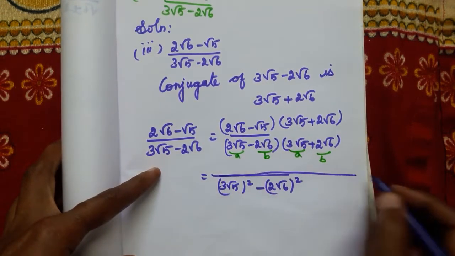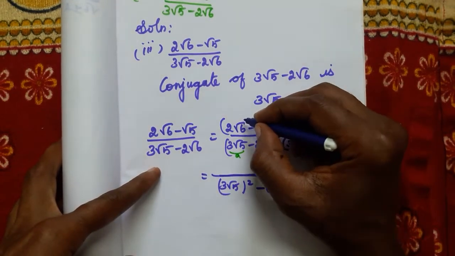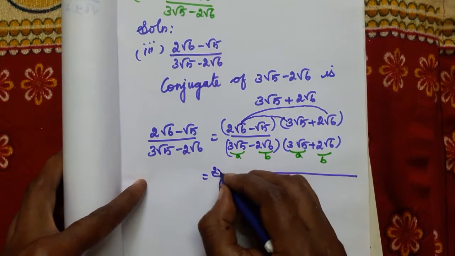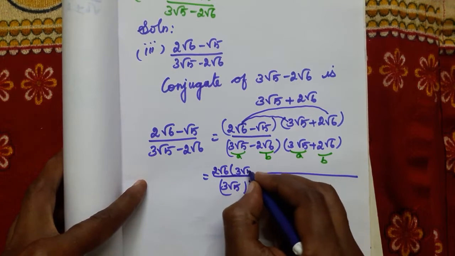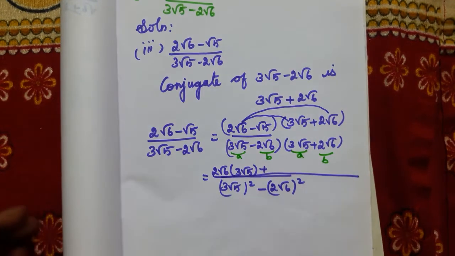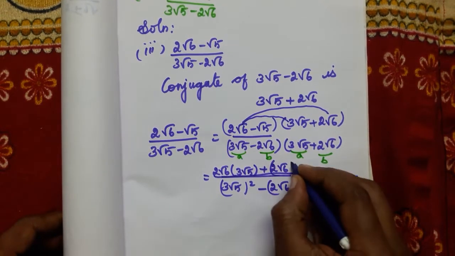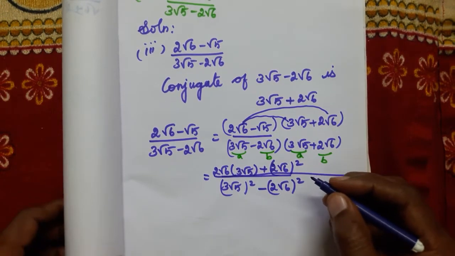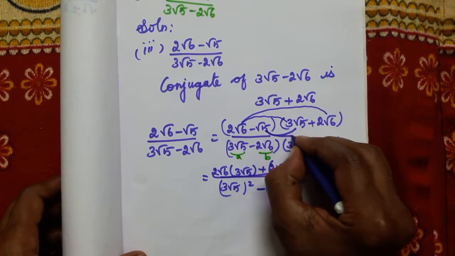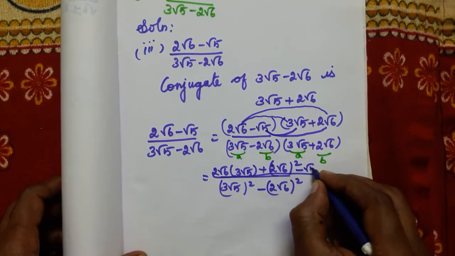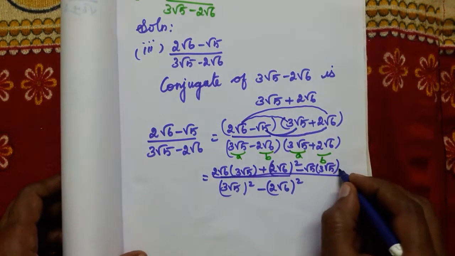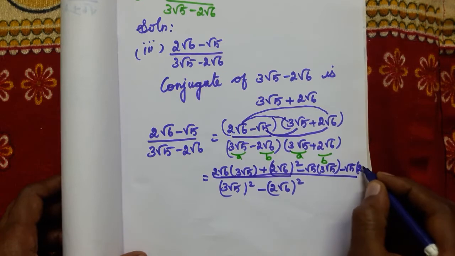What are we getting in the numerator? We have to multiply the two terms with 2 root 6. So we get 2 root 6 into 3 root 5. Next, 2 root 6 into 2 root 6, which means 2 root 6 the whole square. Next, minus root 5 into 3 root 5, and next, minus into plus, minus root 5 into 2 root 6.